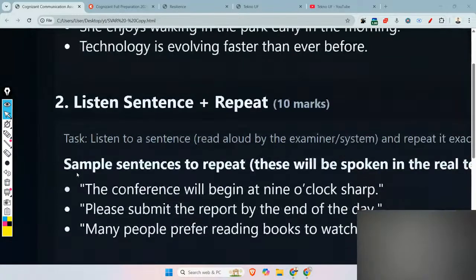Then the next section is listen sentence plus repeat.